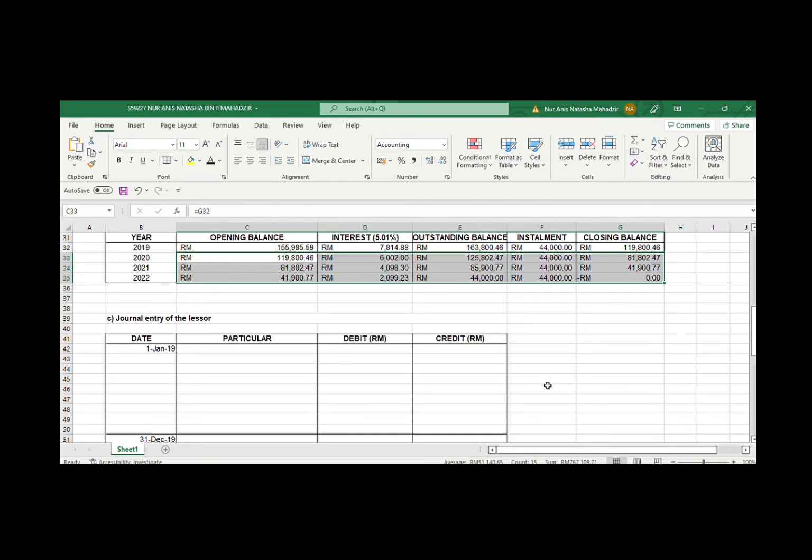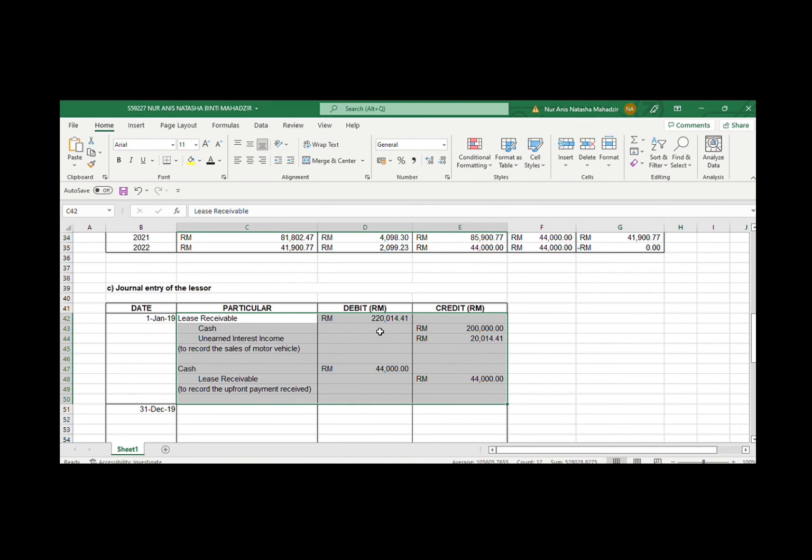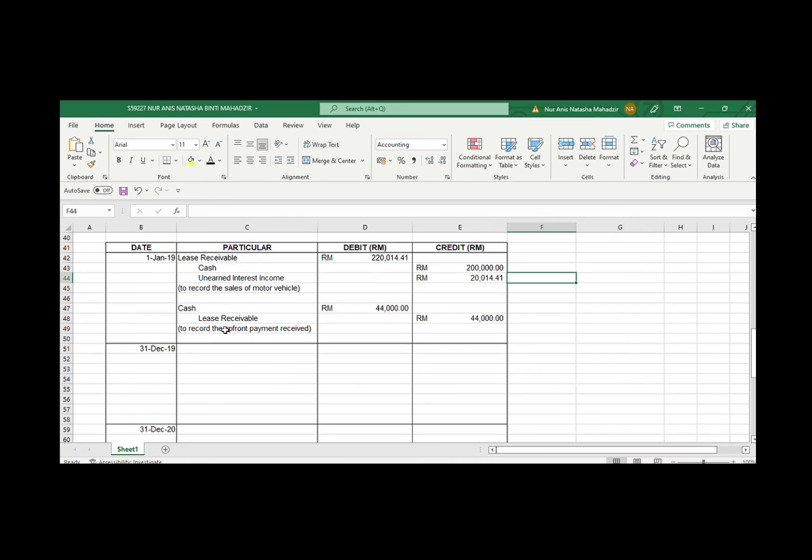Lastly is the journal entry of the lessor. For 1st January 2019, we have to record the sales of motor vehicles, which is debit lease receivable and credit cash and unearned interest income. Besides, we also have to record the upfront payment received by debit cash and credit lease receivable.